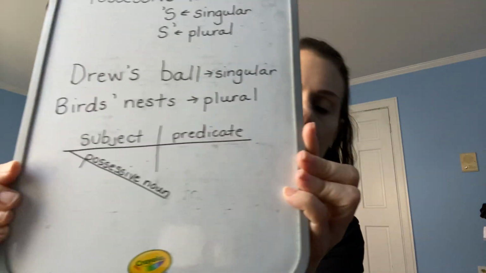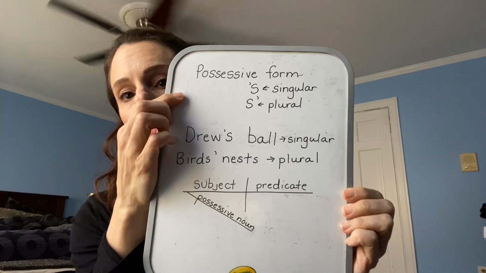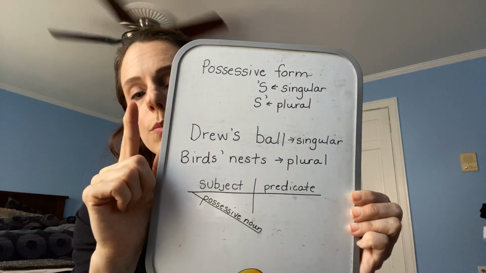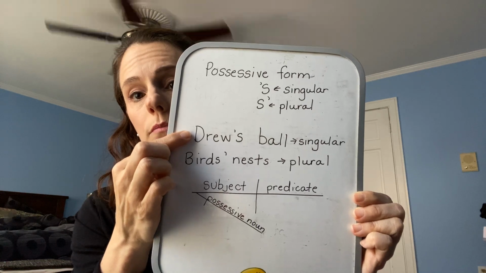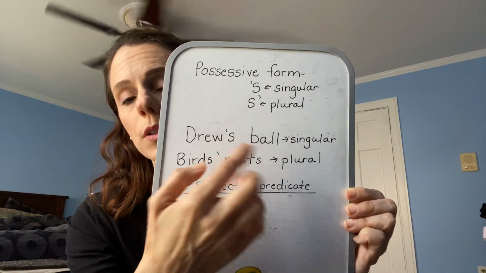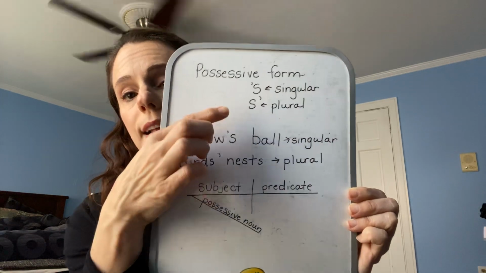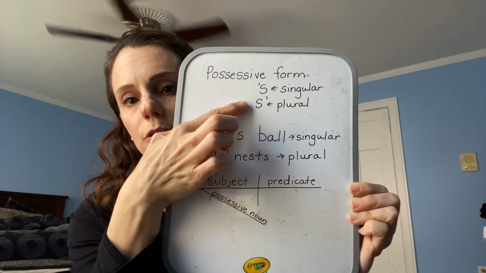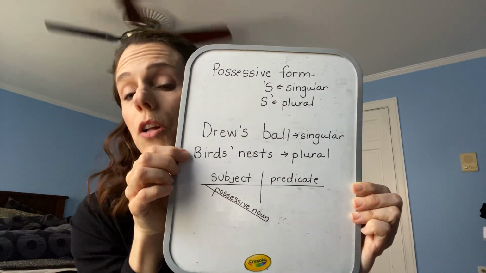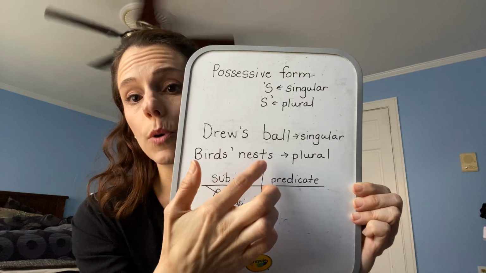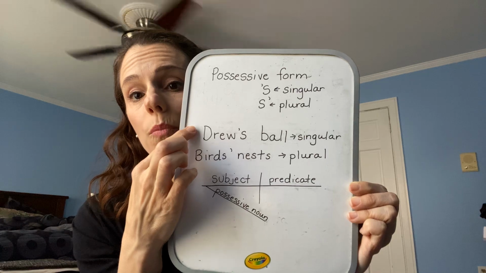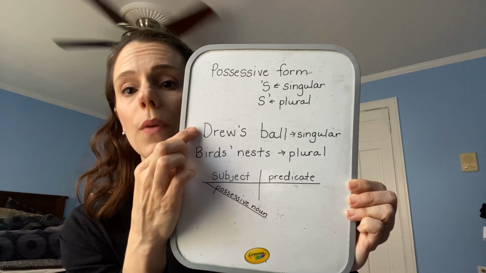Okay, so just to review, I'm going to get this kind of up here kind of close so you guys can see. Possessive form, S apostrophe is singular. So one person with one thing, like Drew's ball, that's possessive. The ball belongs to Drew, it's an apostrophe S. If it's plural, if it's more than one, it's an S apostrophe. So right here, if you have 2 or more birds and 2 or more nests, you have birds' nest. That's plural. So that's when we did that noun chapter, that's what they look like.